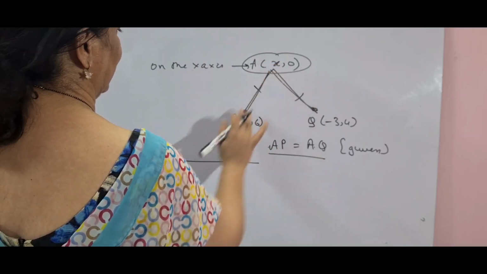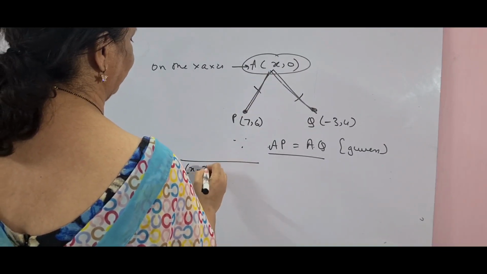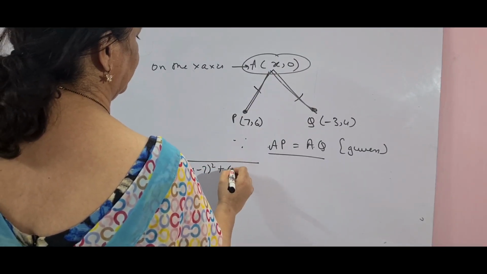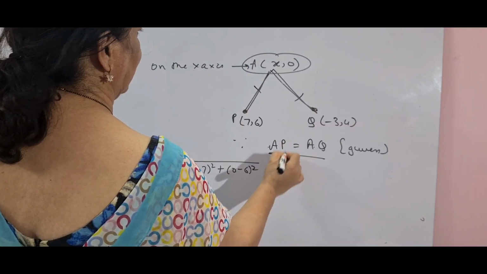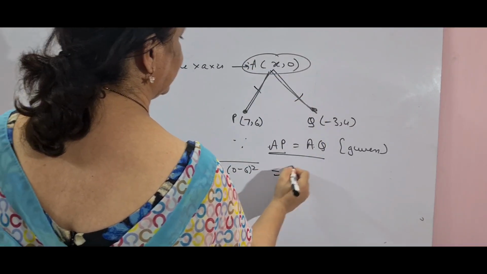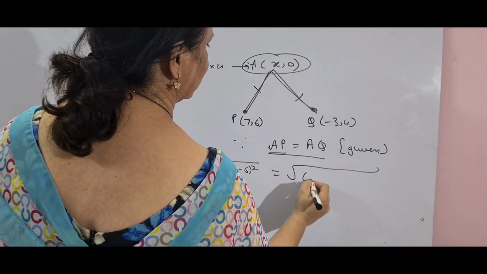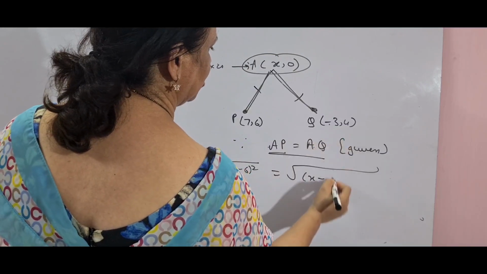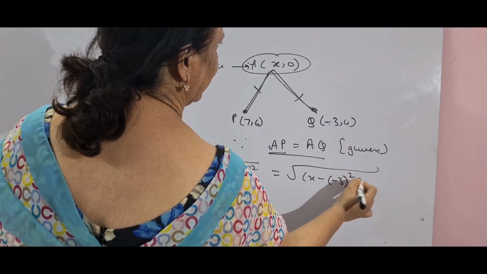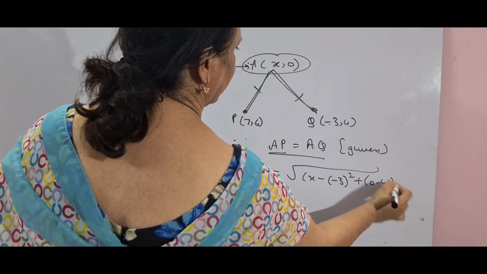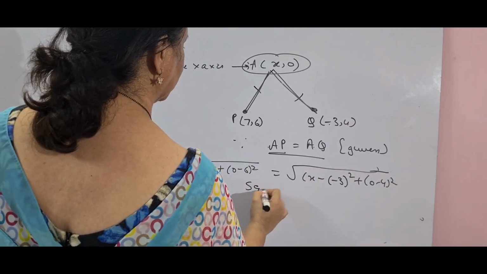So from here I am doing like this: (x minus 7) whole square plus (0 minus 6) whole square. This is for AP. For AQ, again the same thing: (x minus minus 3). If there is a minus in the question, you put it in the bracket, whole square plus (0 minus 4) whole square. And you know what to do: squaring both sides.